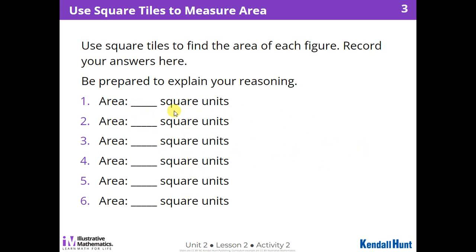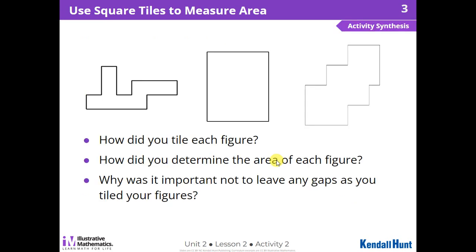For example, there is a square or anything, and they take square tiles and fill that square or rectangle, and then they write their answer and submit it. So it will be like six figures or there could be more. Then the next question: how did you tile each figure? How did you determine the area? You can ask these sort of questions.